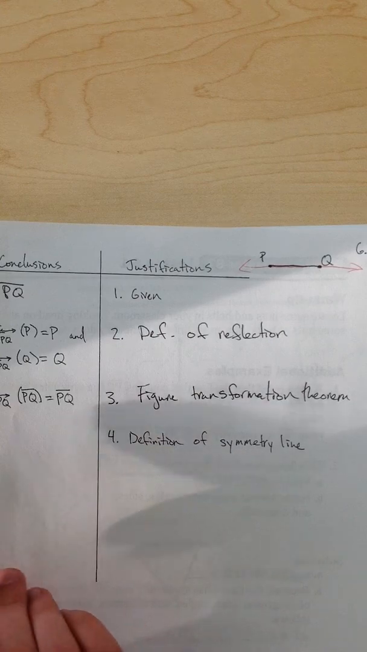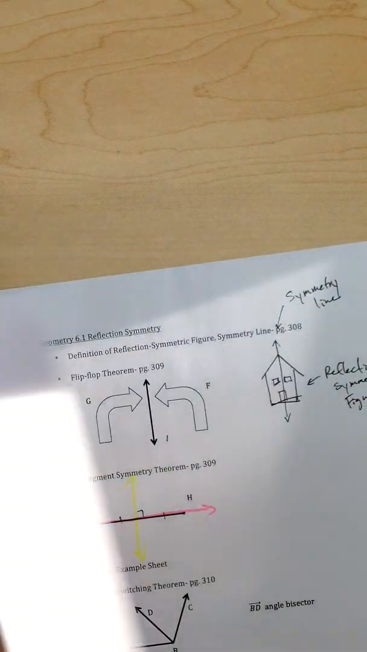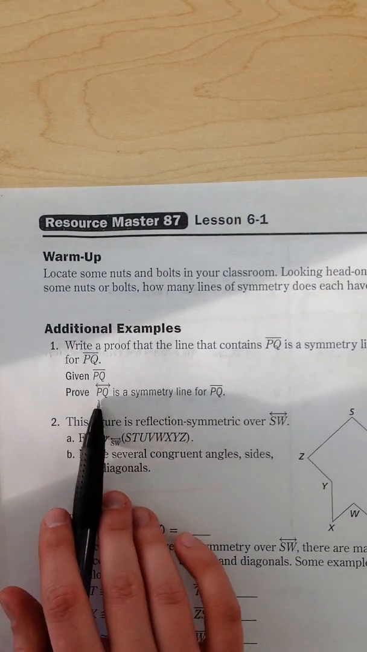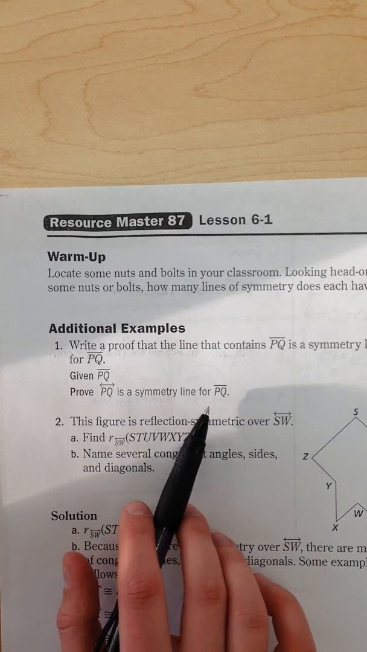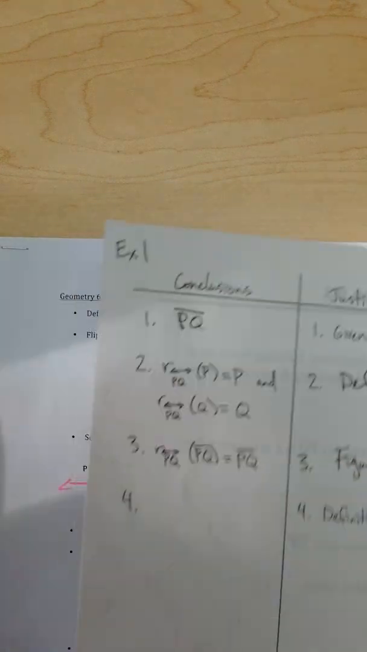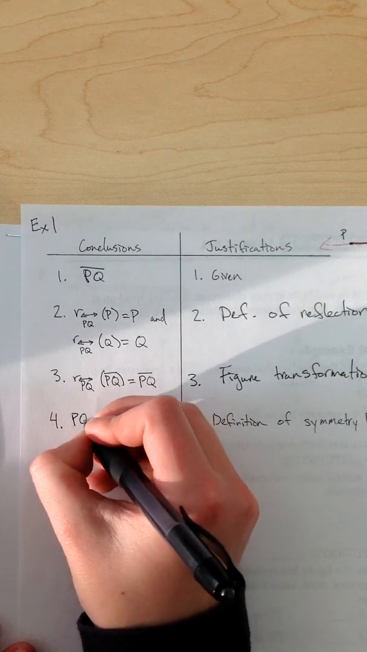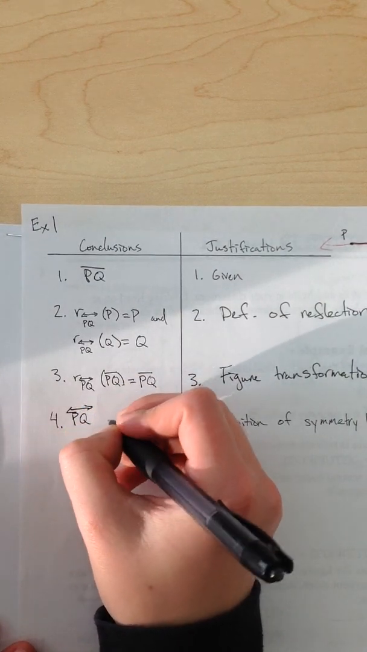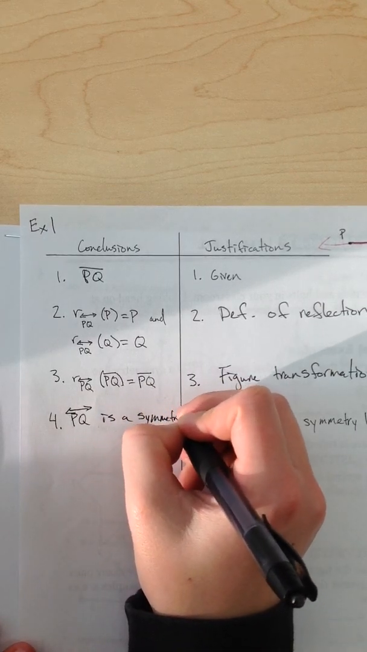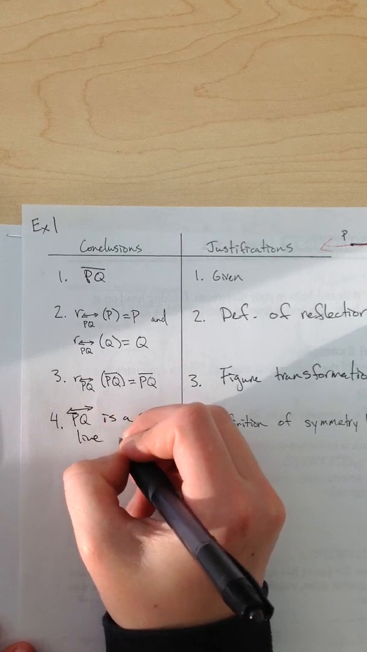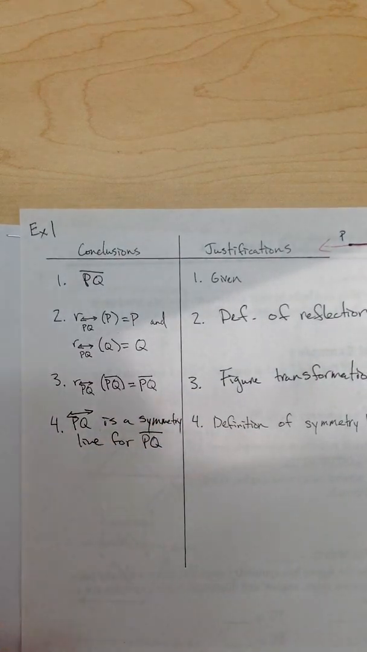We have to fill in the last thing on the conclusion side, and we can always find that by what we're trying to prove. So if we look back on our other side here, what we are trying to prove is that the line PQ is a symmetry line for that segment PQ. So that would be our last thing on our conclusion side, just exactly what it says for the proofs. So line PQ is a symmetry line for the segment PQ. Okay?